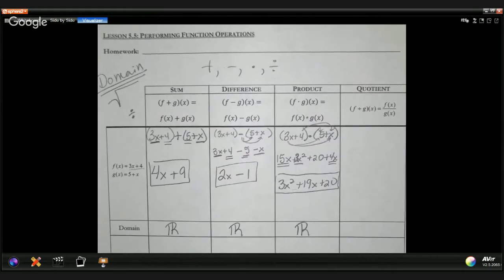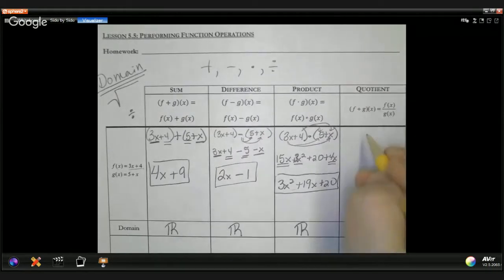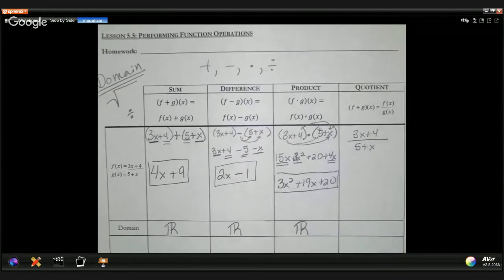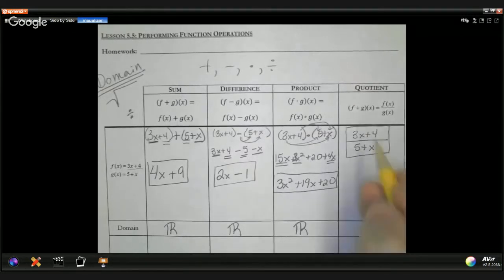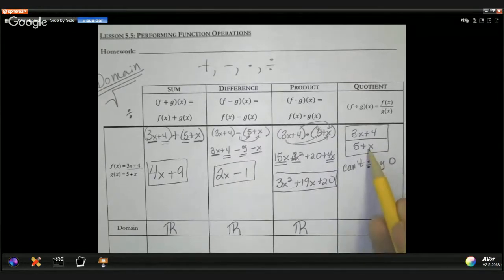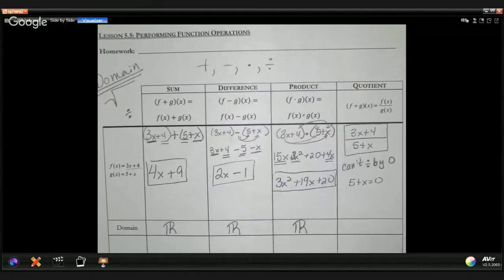All right, the last one we have to do for this is dividing. So I'm going to take my f function, which is 3x plus 4, and divide it by my g function, which is 5 plus x. There's nothing that I can reduce, so that's my answer, which is nice. The only issue is that when you're dividing, you're never allowed to divide by 0. So we have to figure out how this would be 0. So we take the denominator and set it equal to 0.